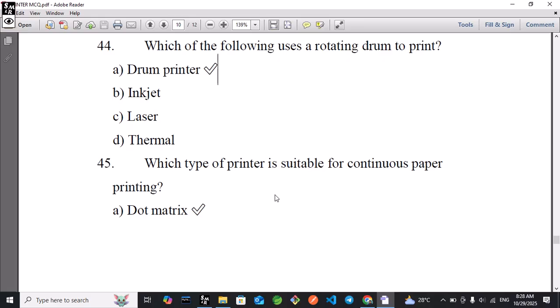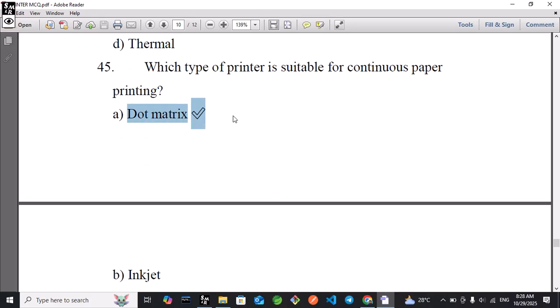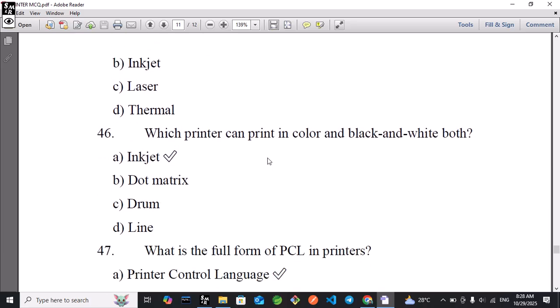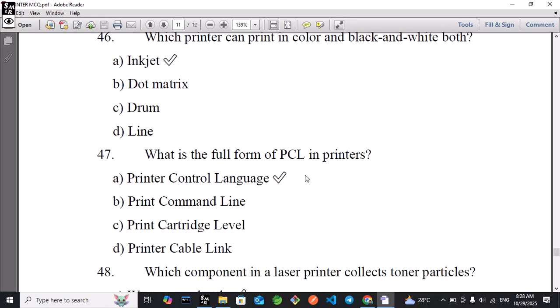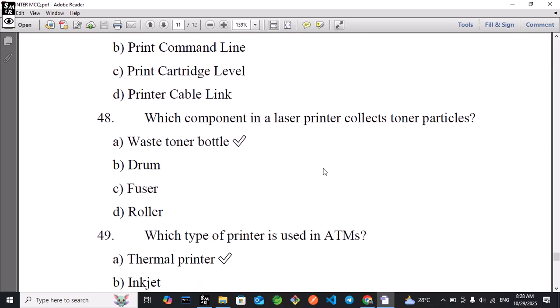Which type of printer is suitable for continuous paper printing? Dot matrix printer. Which printer can print in both color and black and white? Inkjet printer. What is the full form of PCL in printers? Printer Control Language. Which component in a laser printer collects toner particles? Waste toner.